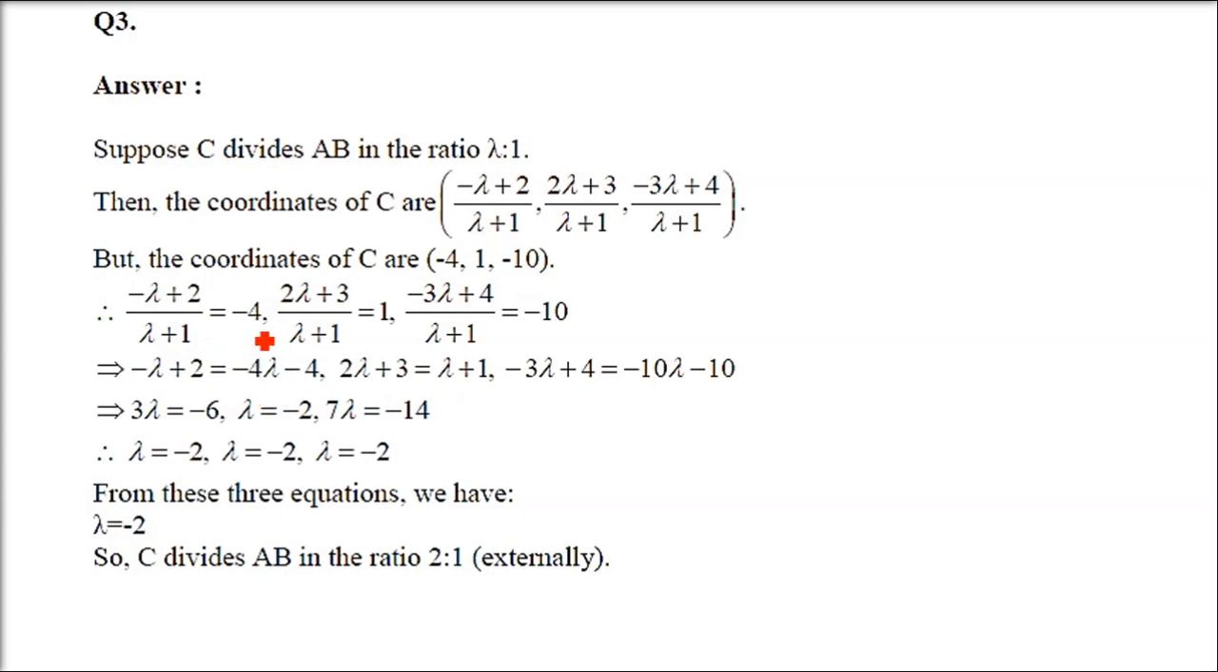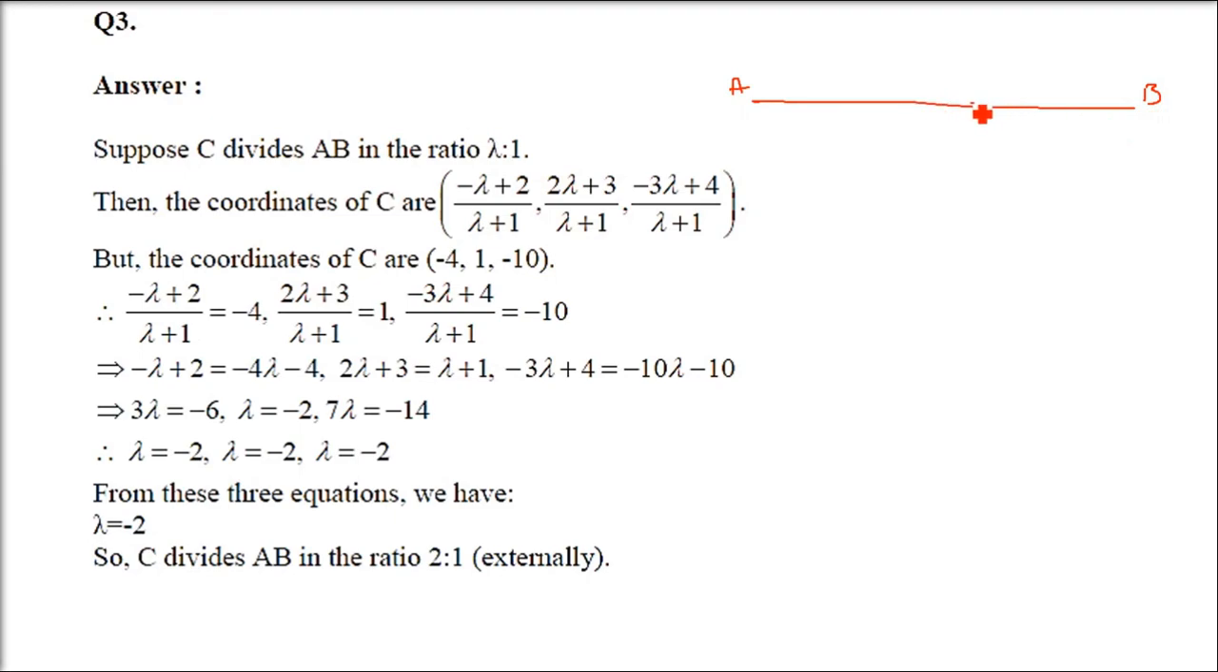Question number 3. Show that the 3 points A, B, C are collinear and find the ratio in which C divides AB. So the points are already given. We have A, B, and C is somewhere in between. So we just have to find out lambda is to 1, that is, we'll assume it to be lambda is to 1.